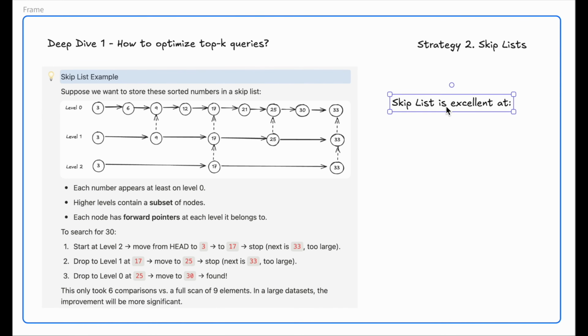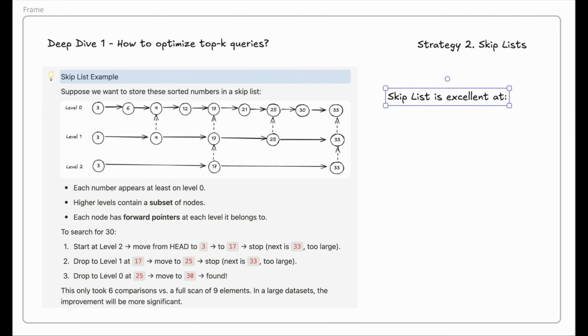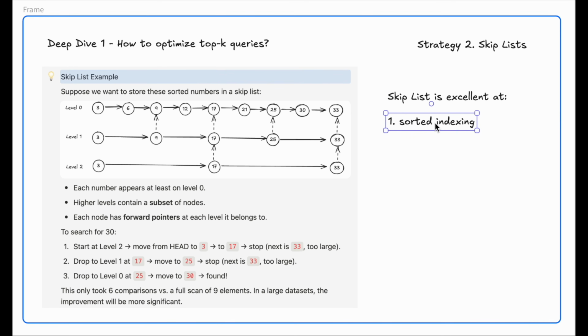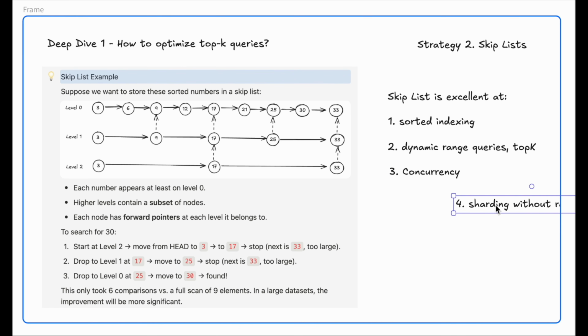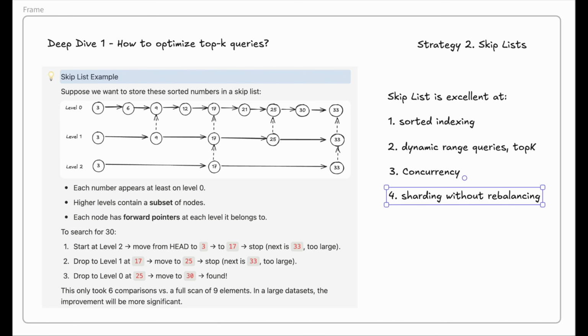Skip lists are excellent for systems that need sorted indexing, such as real-time trending content, dynamic range queries like top K across a score range, concurrent access since they're easier to manage in multi-threaded environments, and sharding as the structure naturally maps to distributed nodes. Unlike balanced trees, skip lists don't need rebalancing. Randomness keeps them efficient over time, and if needed, we can extend their height and pointer structure to accommodate growth.